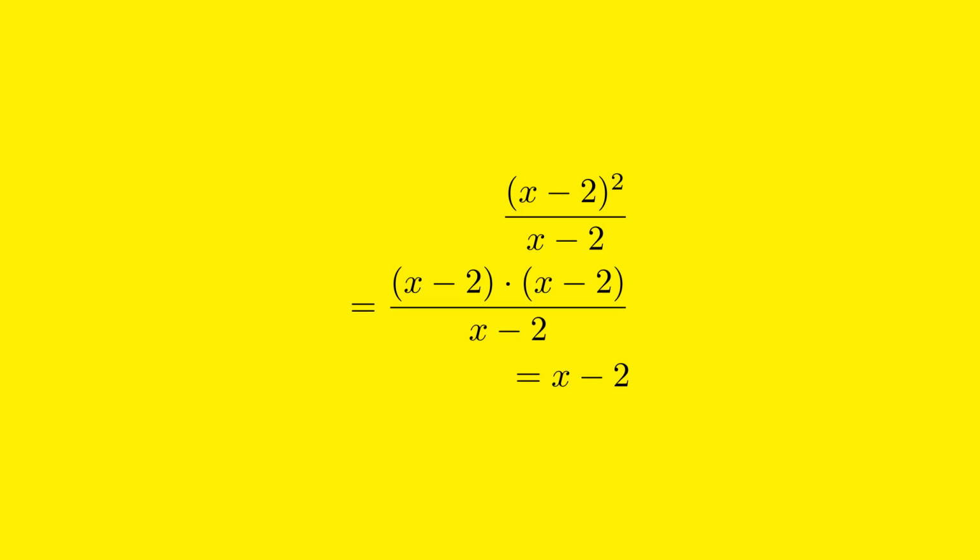This is the final step. The rational expression has been reduced to its lowest terms and the simplest form is x minus 2.